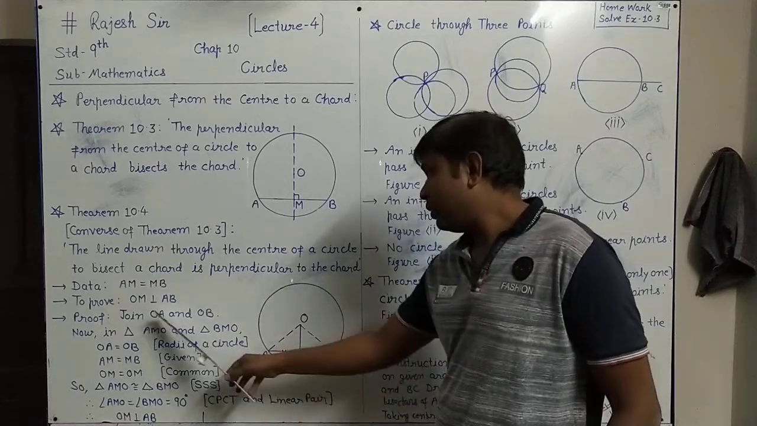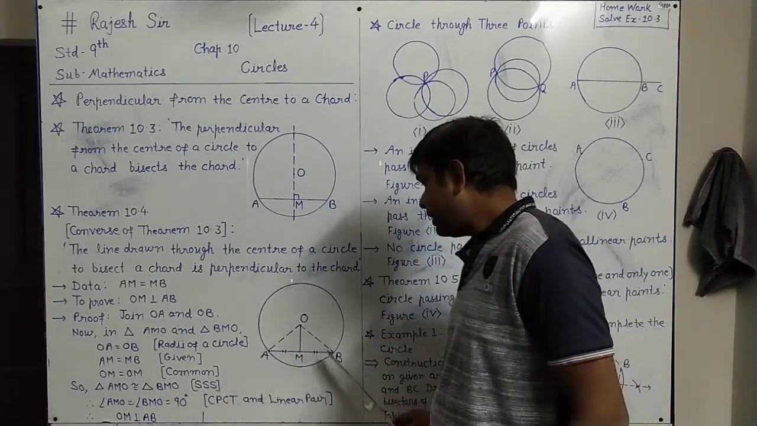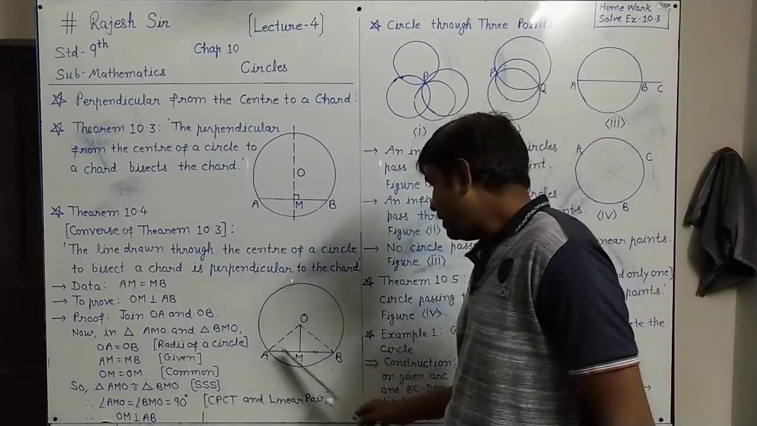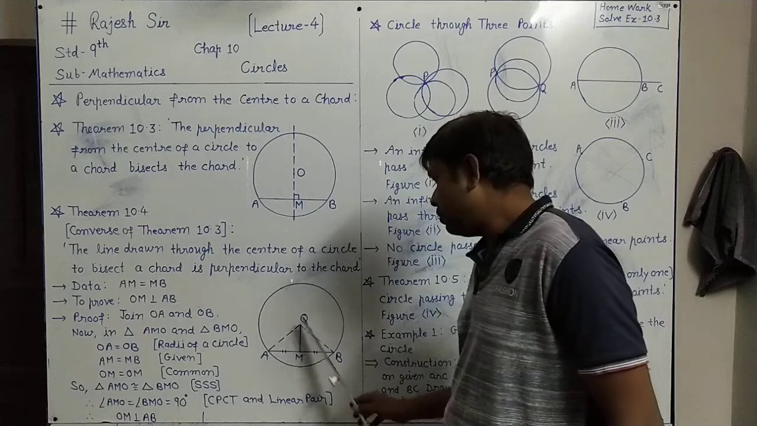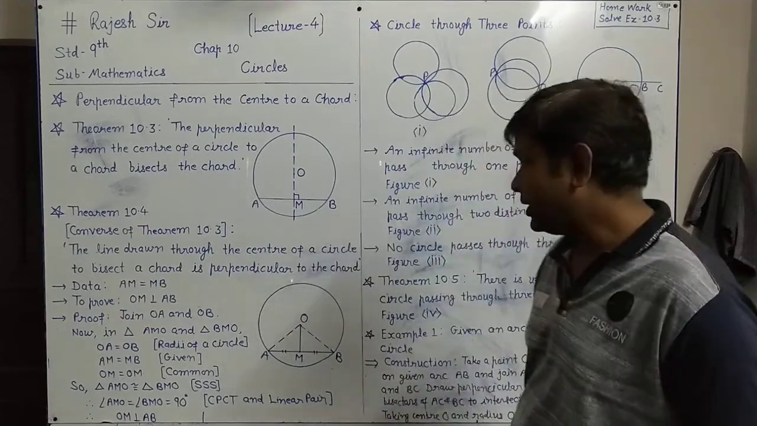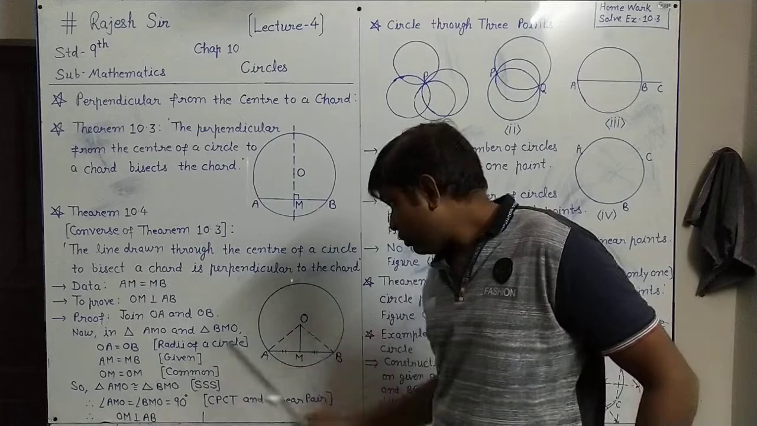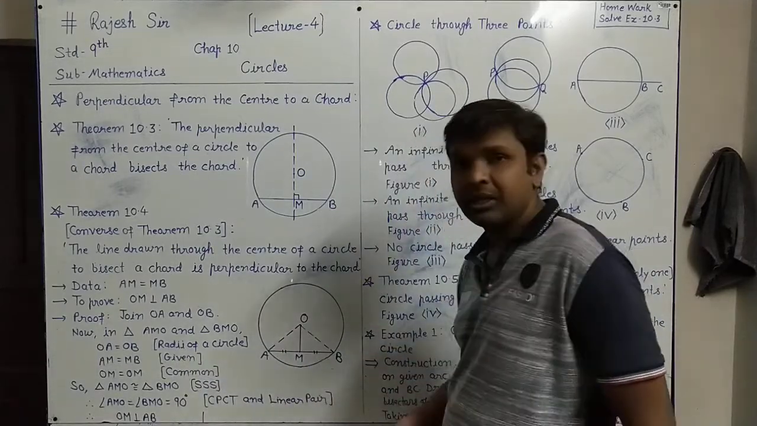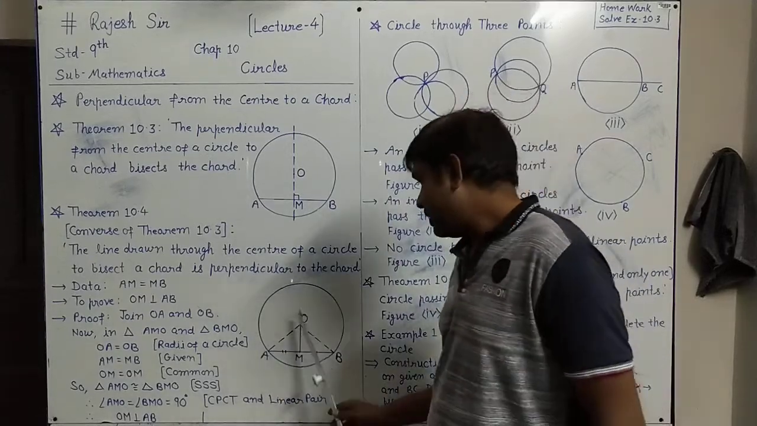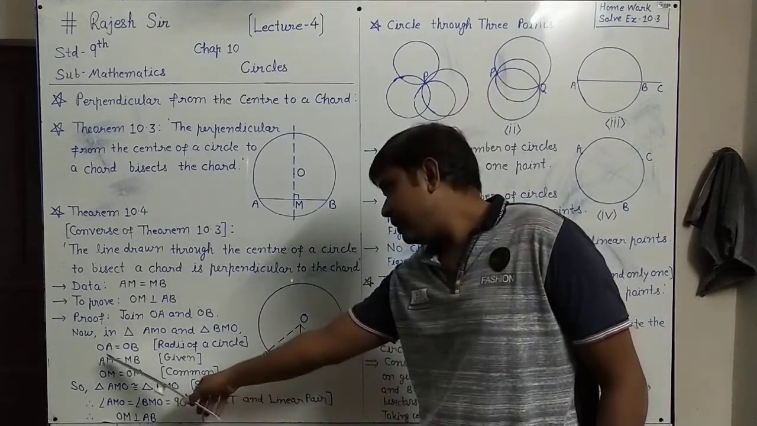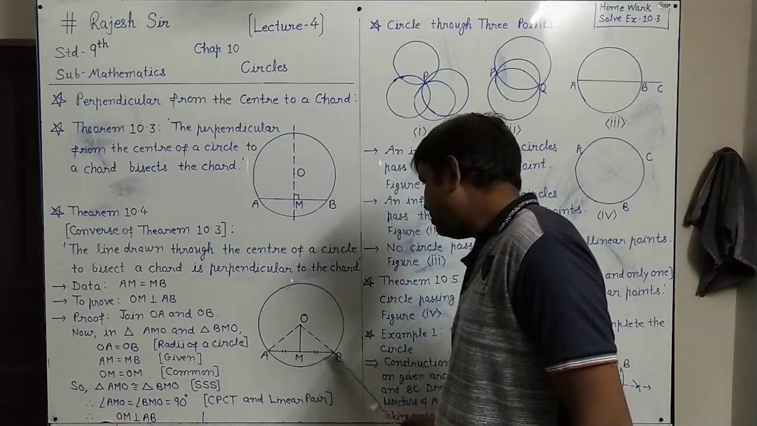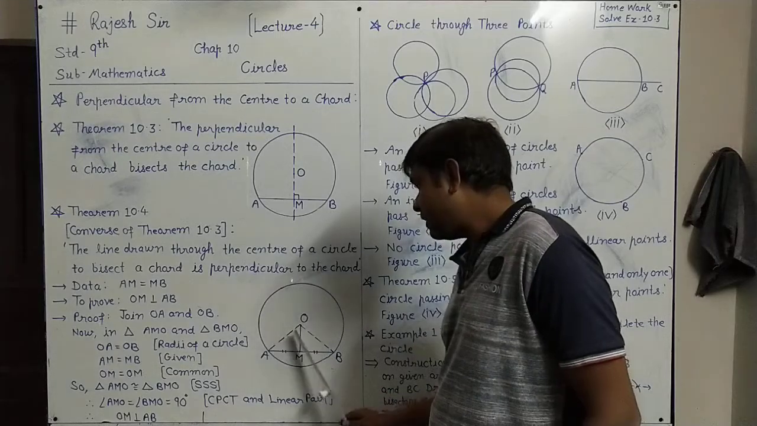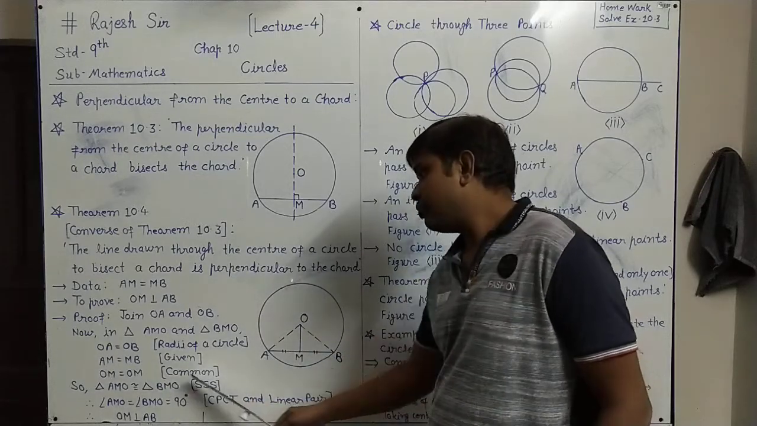To prove this, join OA and OB. OA and OB we have joined, so the broken line is shown there. Therefore, in triangle AMO and triangle BMO, we will compare the common and equal things. First, OA equals OB because they are radii of a circle. Radii of the same circle are equal. Next, AM equals MB, that is given. And third, OM equals OM, the common side in both triangles.